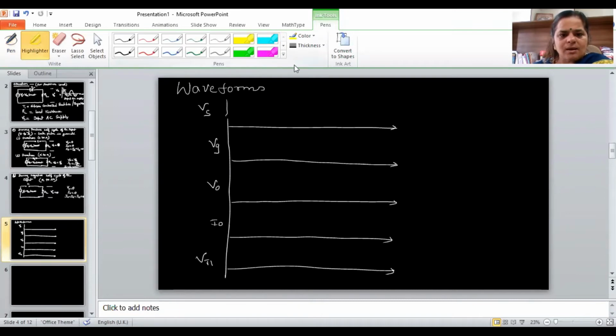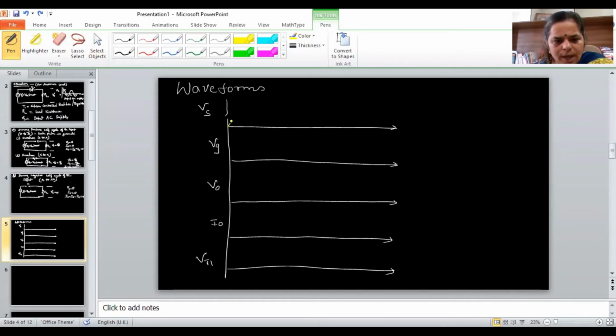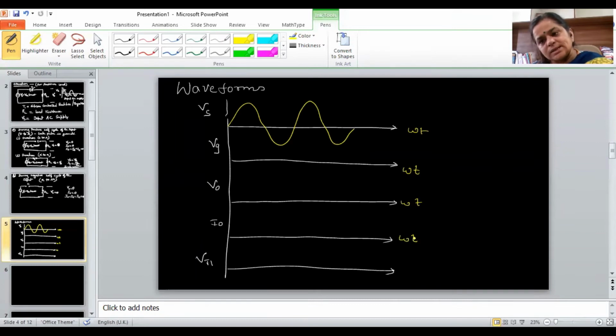Now, what is the AC input voltage? Let me use a different color, yellow. So the AC input voltage will be like this. This axis is omega t, this axis is omega t, this axis is omega t, and this is omega t. What is this? This is 0, pi, 2 pi, 3 pi, 4 pi, and so on. Now extend these instants, like this.